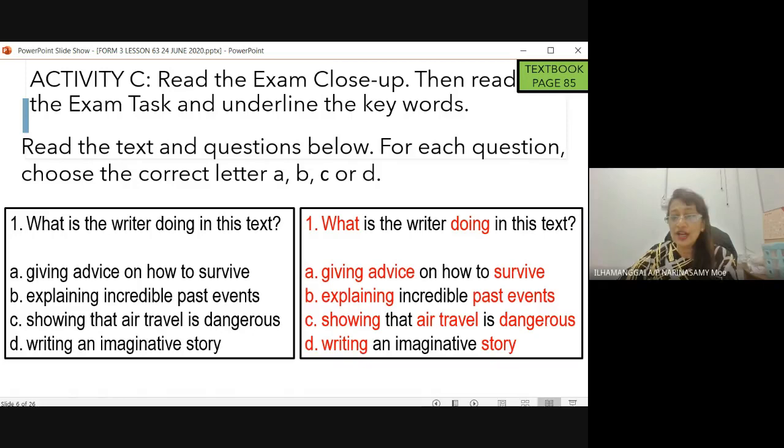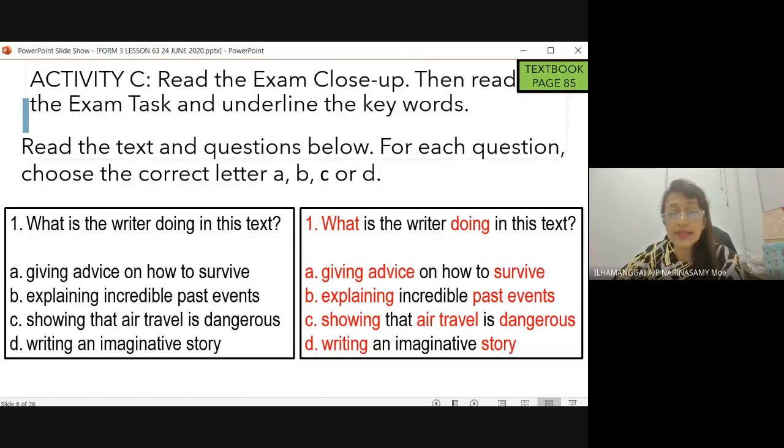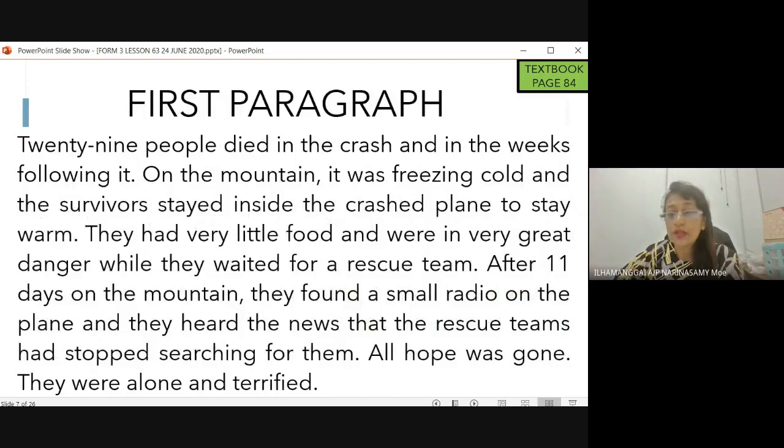So you have Tarvina saying A, Charani saying B, Mahasri saying B. Okay, right? If you say B, please tell me why is it B? Why is it not A? Sharinya says C, showing that air travel is dangerous. Okay, Sharinya says, sorry, it's not C. So if you feel it's B, not A, not C, and D we already know is out. Why?